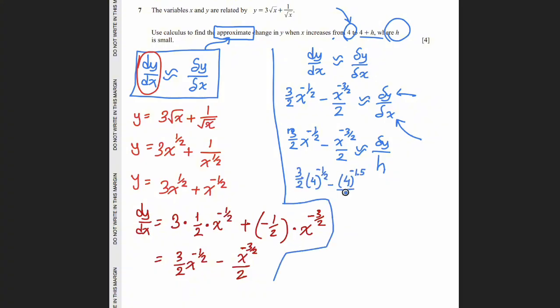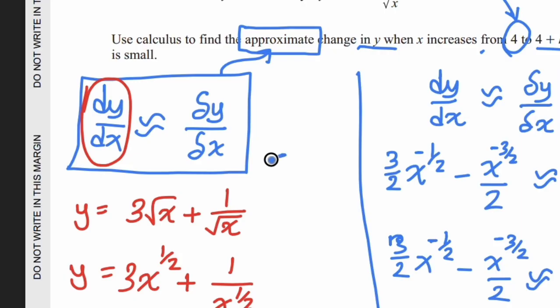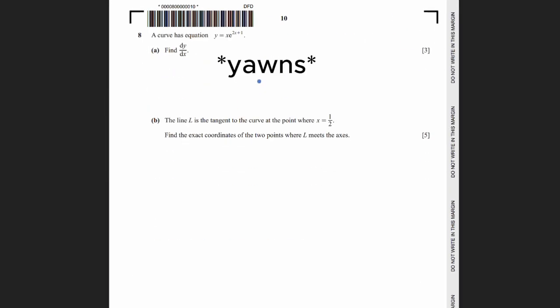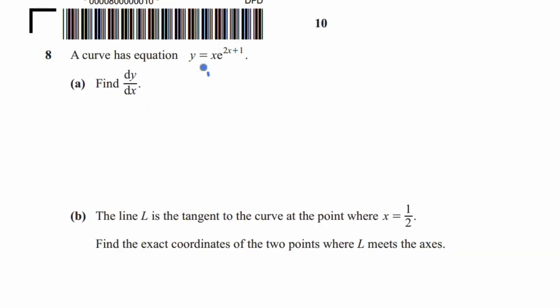So now we have to simplify this. This is 11 over 16. Okay, so after simplification, we are supposed to find del y. So we isolate del y by multiplying h over there. Now del y equals 11h over 16, and that is our final answer. So guys, this formula is always to be remembered when you are doing an approximate change math. Okay, thank you. A curve has equation this.